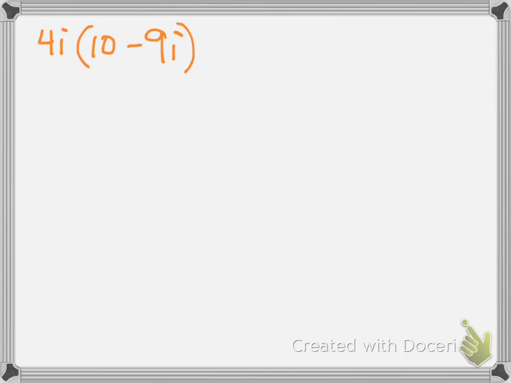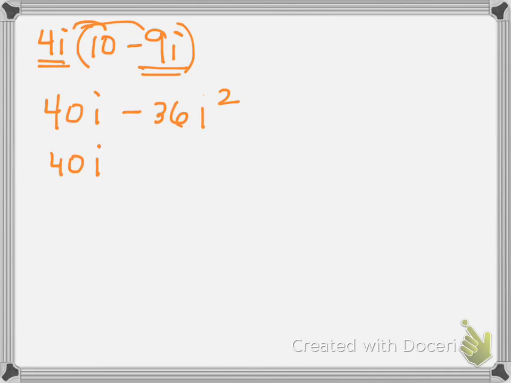Okay, what if you have something like this? Well, you distribute the 4i. So you get 40i minus 36i squared. Because 4i times negative 9i is negative 36i squared. Okay, so to finish this, you have to deal with i squared. And i squared, we know, is negative 1.